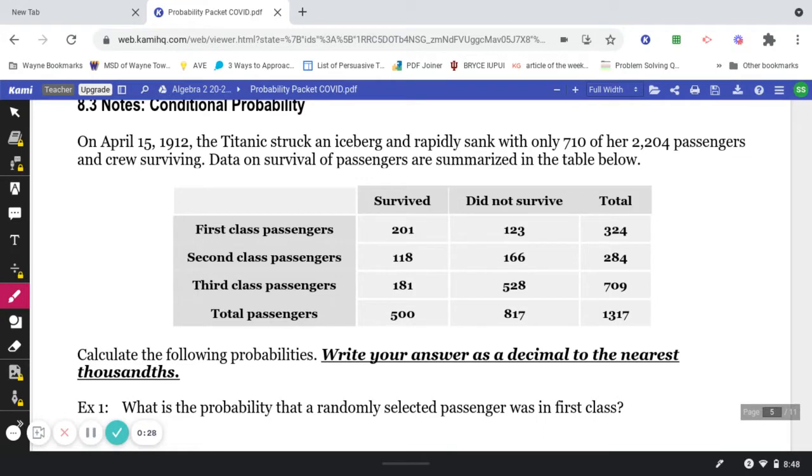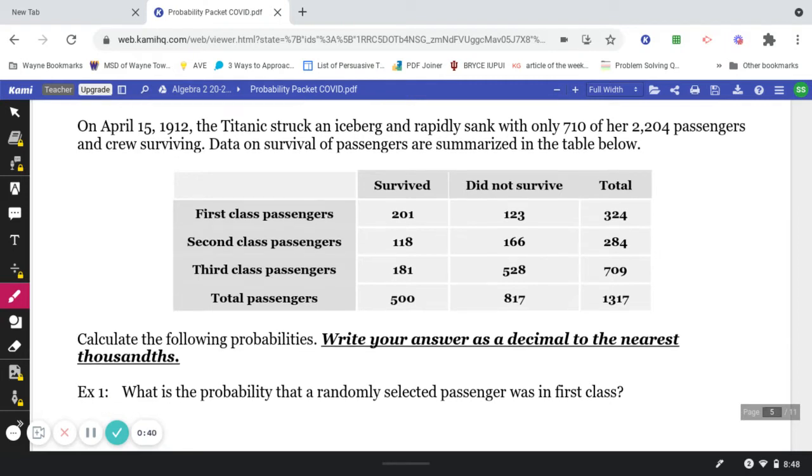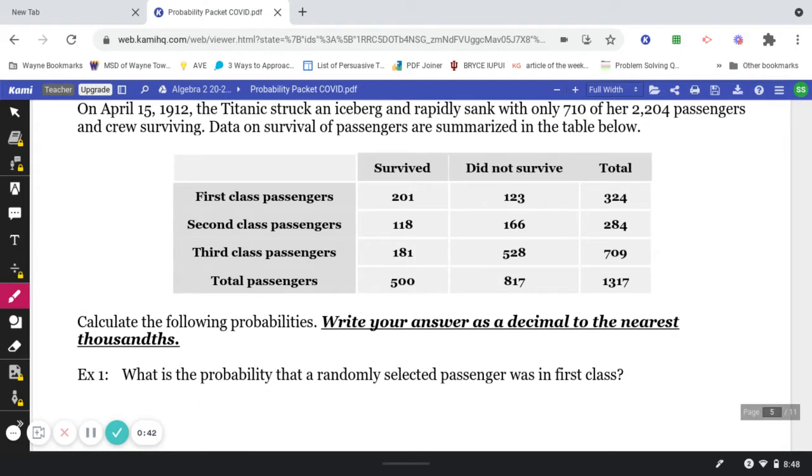It's asking us to calculate the following probabilities and write our answer as a decimal to the nearest thousandths. So we're going to set these up first as fractions and then type them into our calculator to get decimals. You can see we've got three categories for passengers: first class, second class, and third class, and also whether they survived or did not survive. The totals have already been calculated for you on the sides as well as on the bottom.